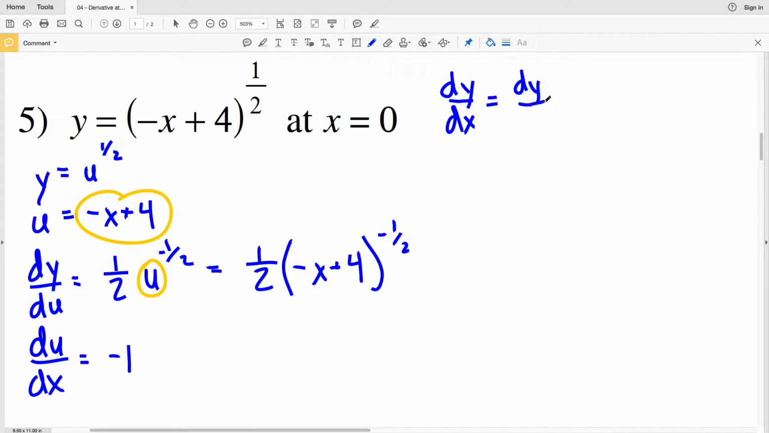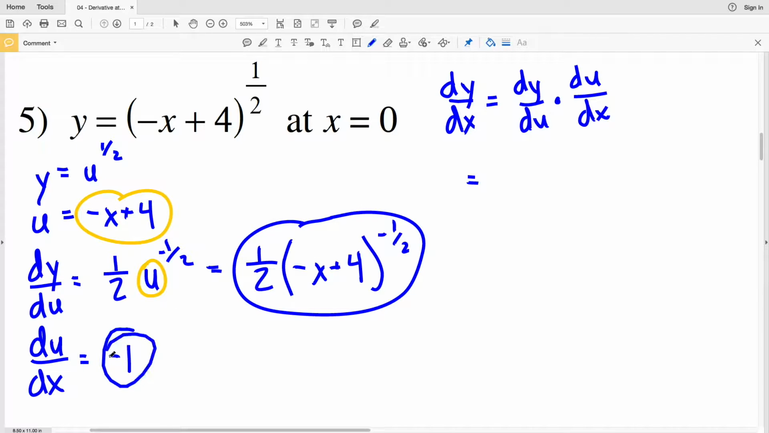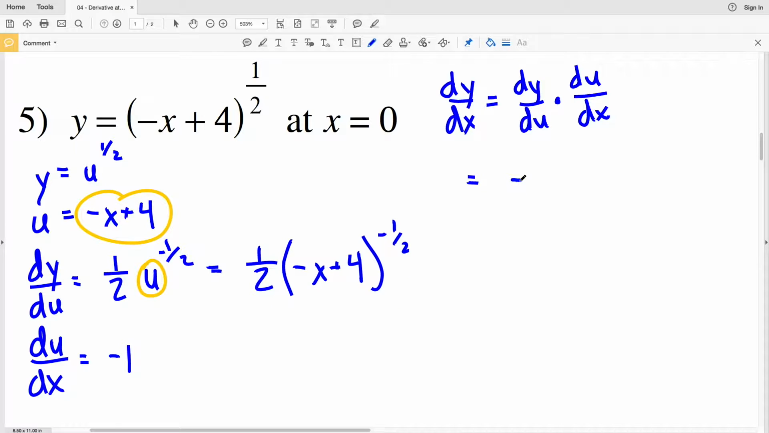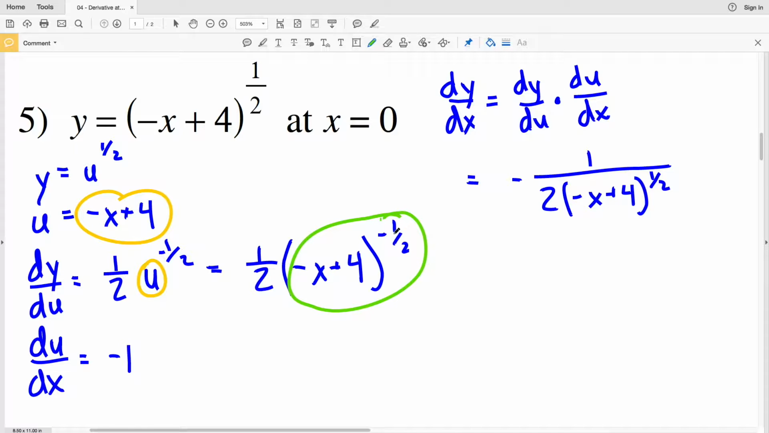So in order to get the derivative of y with respect to x, we need to multiply the derivative of y with respect to u by the derivative of u with respect to x. So the derivative of y with respect to u times the derivative of u with respect to x is going to be this quantity multiplied by a negative 1, which is going to be negative 1 over 2 times negative x plus 4 to the positive 1/2. Writing this term with an exponent of a negative value in the denominator with an exponent of a positive value. And that is all multiplied by 1/2, and then a negative 1.